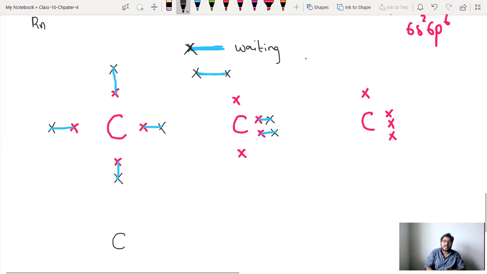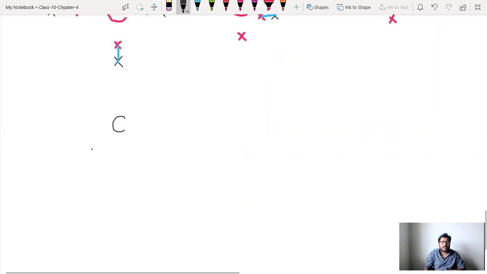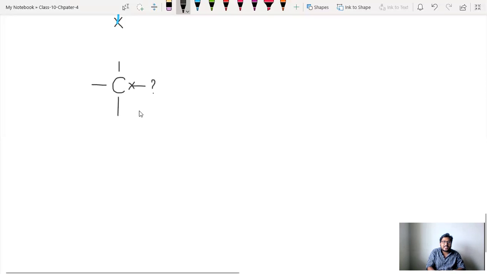Either way you can consider. Now you see, carbon, how many valence electrons? 1, 2, 3, 4. What is the meaning of this? Carbon has 1 electron at this end. It is waiting for another electron here. Carbon has one valency electron here.